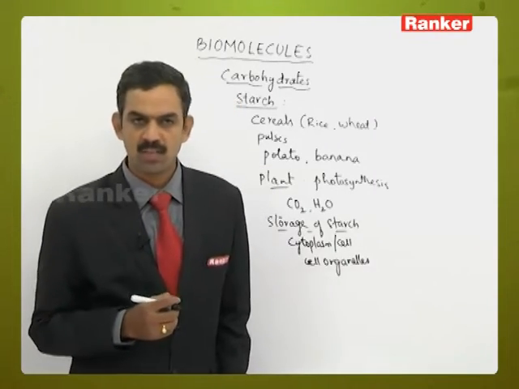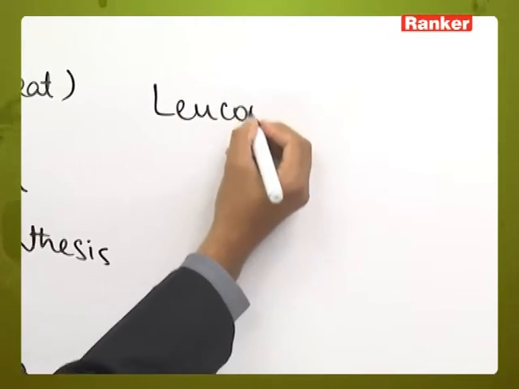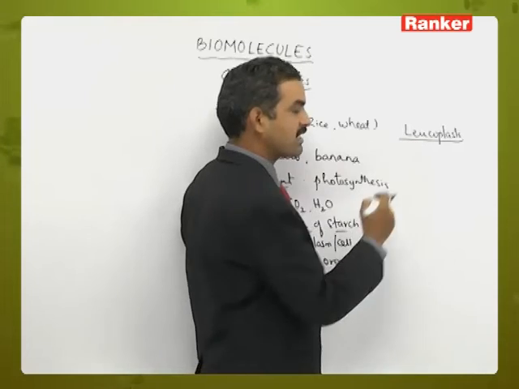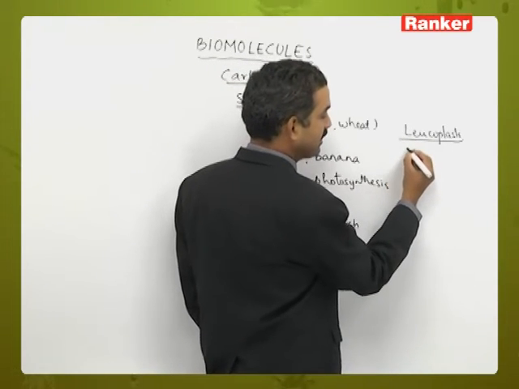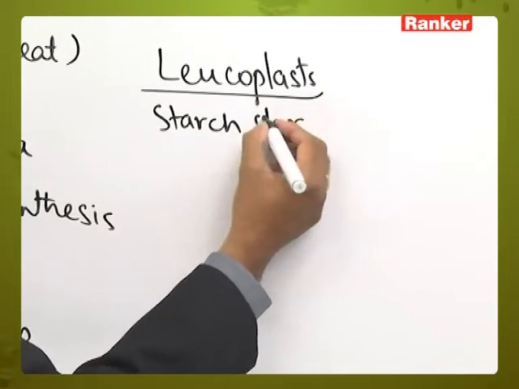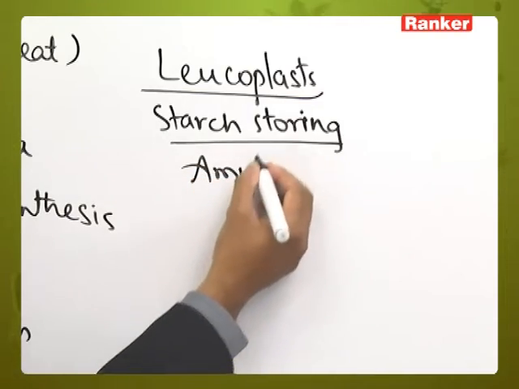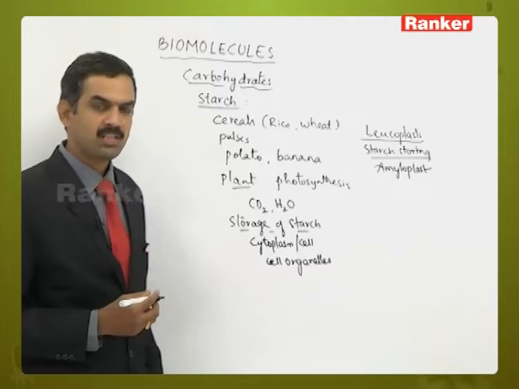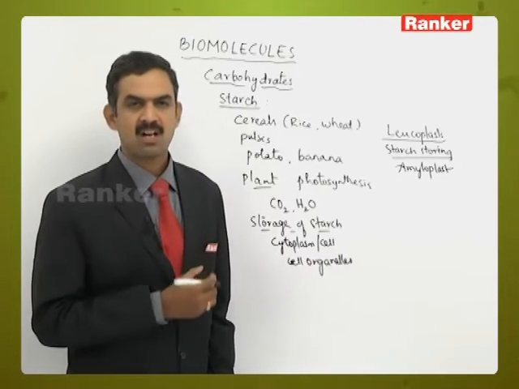Otherwise, if it is stored in the cells, it is stored in the leucoplast. Due to the presence of leucoplast plastids, that part of the cell will store the food materials. The plastids which are storing the starch are called amyloplasts. This type of nature can be seen in the cells, and here we are saying the starch grains are formed.